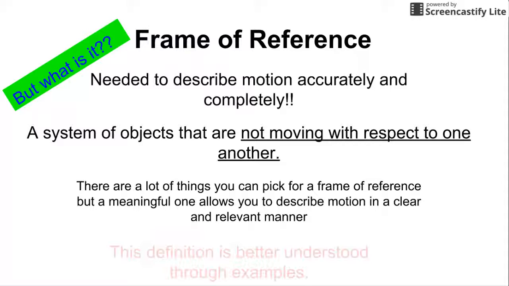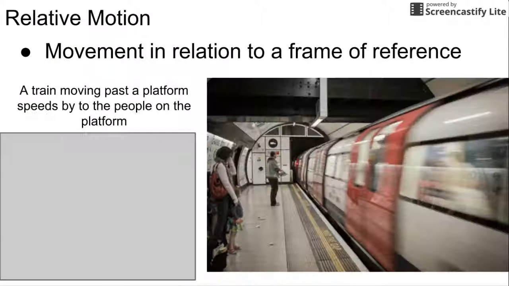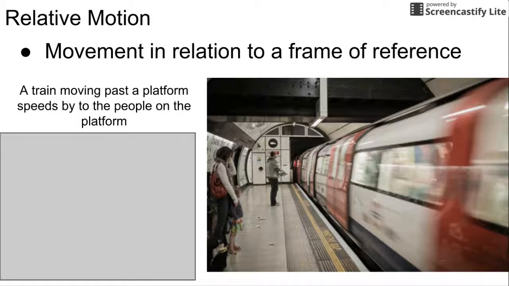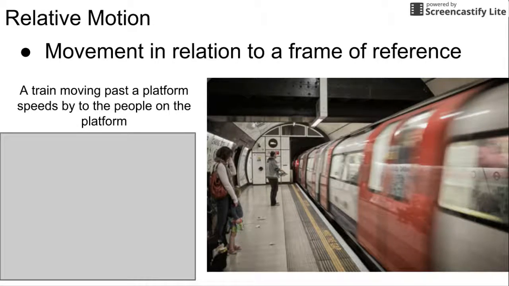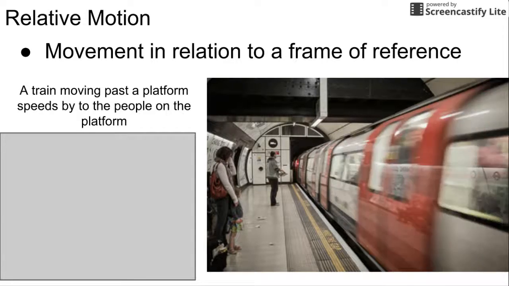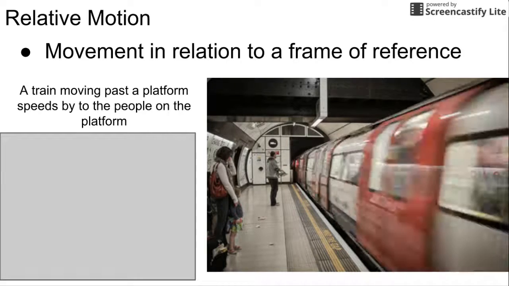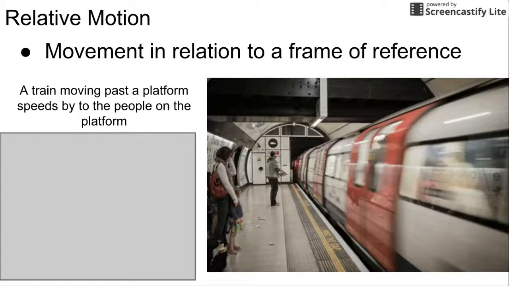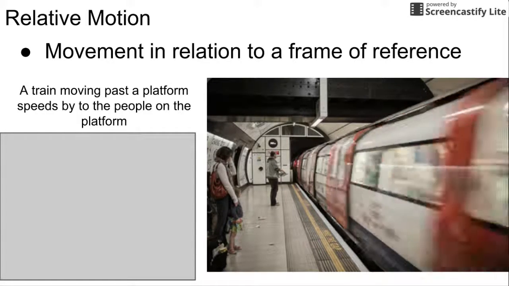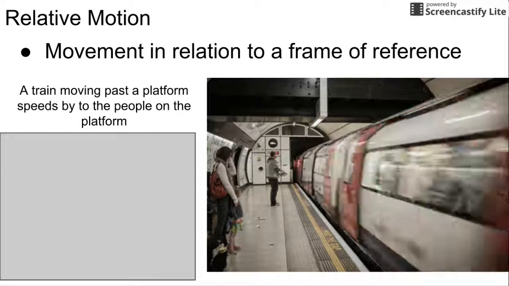And this is actually a little bit confusing just by looking at a definition, and it's easier to understand through examples. So for instance, let's look at movement in relation to a frame of reference. When you look at this image, we are noticing that the train is moving. Now, how do we detect that the train is changing its position? We're using a set of objects to detect its motion. We're using the platform that's standing there. We're using the building walls, the people standing on the platform. That is our set of objects, our frame of reference, that we're using to note that the train is actually moving.